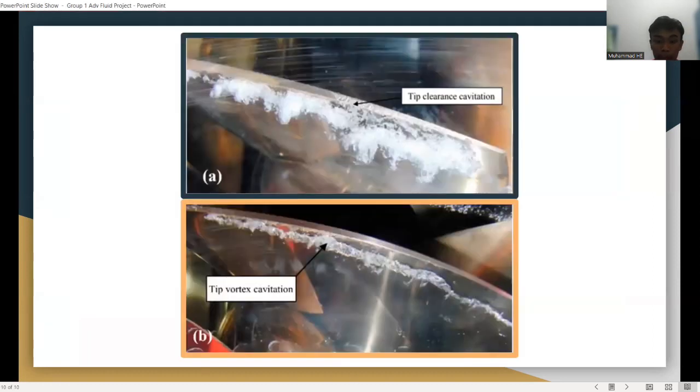Next. So these are examples of tip clearance cavitation and tip vortex cavitation.